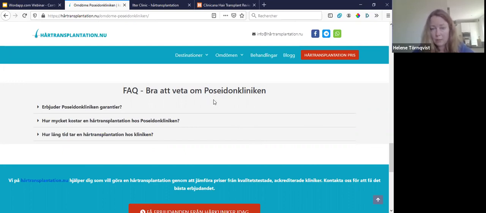I'm including the name of the clinic, of course. Good to know about Poseidon Kliniken. Here I've seen that people tend to forget, so do I sometimes, that it's super important, while you're in your text, to include the name of the clinic in your question. A good question is this one: how much does a hair transplantation at Poseidon Kliniken cost? Everyone wants to know that. That's what people Google for, cost or price. And here I have cost, hair transplantation, and Poseidon Kliniken.